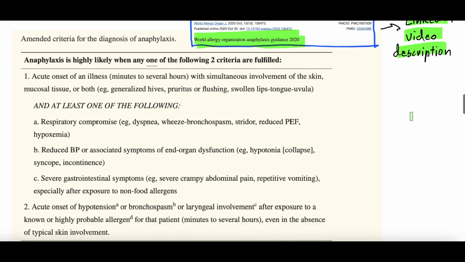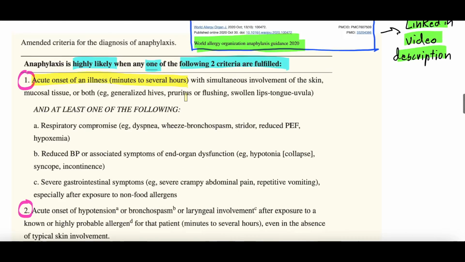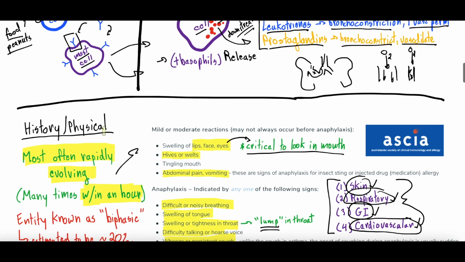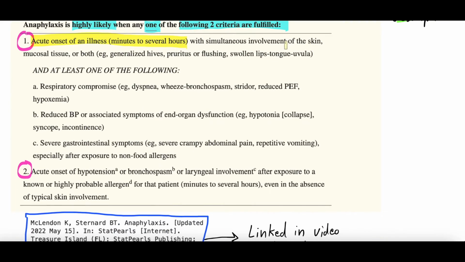This is their table. And they go on to say anaphylaxis is highly likely when any one of the following two criteria are fulfilled. So there's criteria 1 and criteria 2. And criteria 1 says acute onset of illness, minutes to several hours, right? We talked about up here how it's rapidly evolving. It happens quickly, with the simultaneous involvement of the skin or mucosal tissues or both.